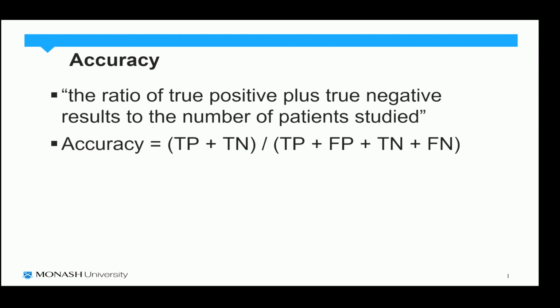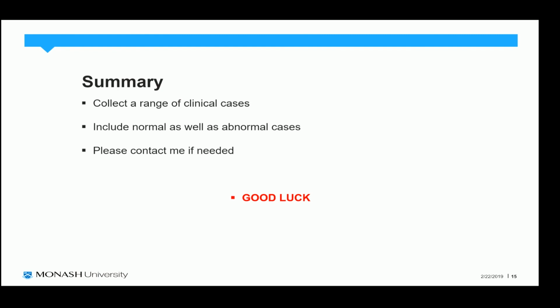The accuracy is the ratio of the true positive plus the true negative results to that of the number of patients studied, and that is the formula you need to use to calculate the accuracy rate. So in summary, you need to collect a range of clinical cases and then include normal as well as abnormal cases, and then please contact me if you need any further clarification. Thank you.